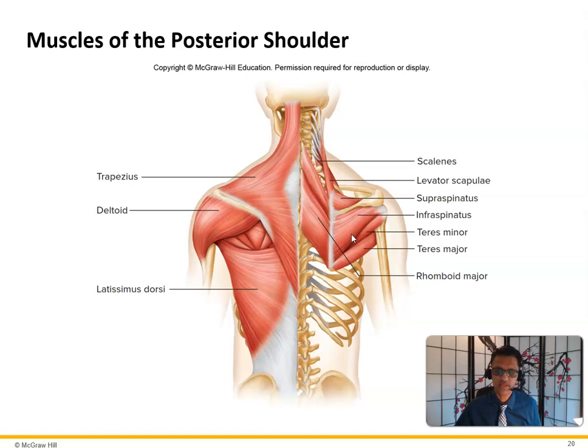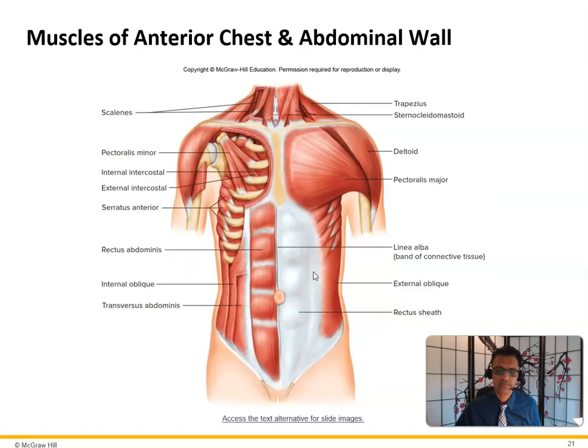You've got supraspinatus. Again, here's the spine. Something above it is called supra. Infra, below. There's teres minor. And then there's the rhomboid major.